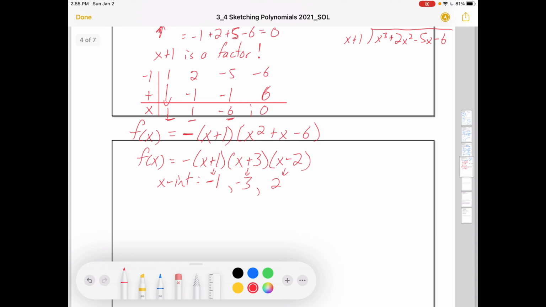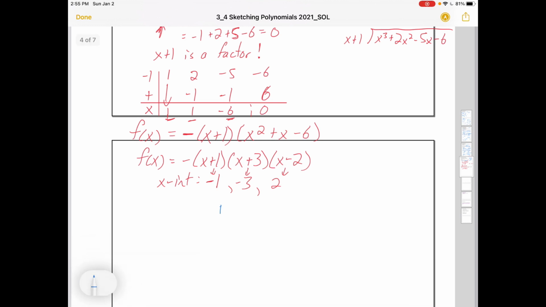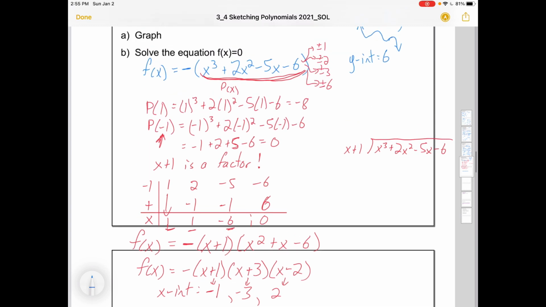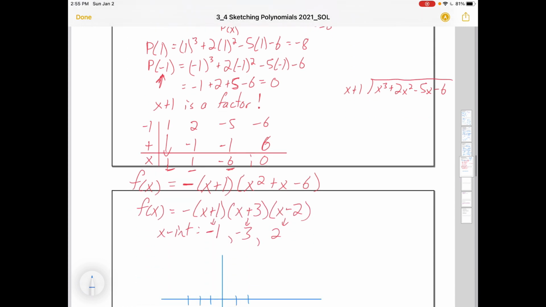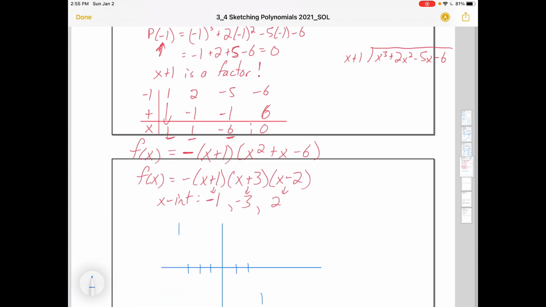Let's sketch our graph with those properties. So I'm going to go back to blue here. Now I've got x-intercepts at -1, -3, and 2. Great. I know that it is odd with a negative leading coefficient, so it's going to go from up to down. It's going to go through at -3, then it'll go through at -1, and it will go through at 2. The exact location of those maxes doesn't matter because we can't really figure them out with any accuracy yet.